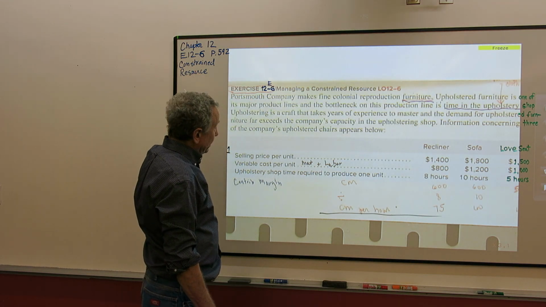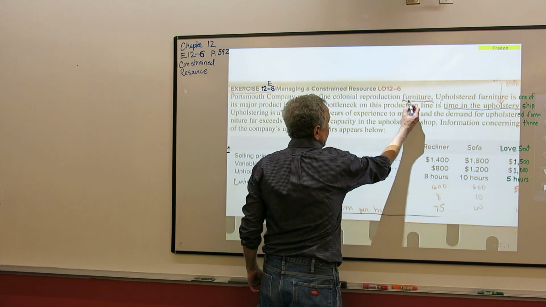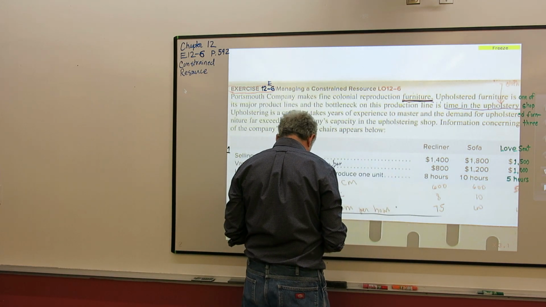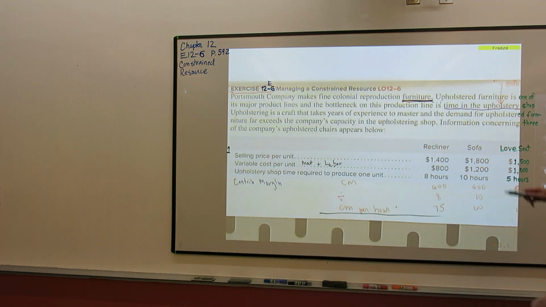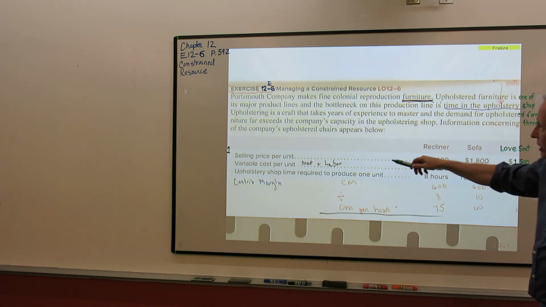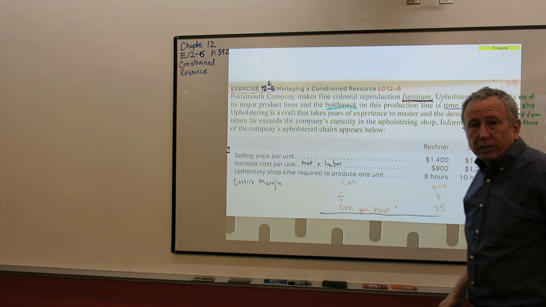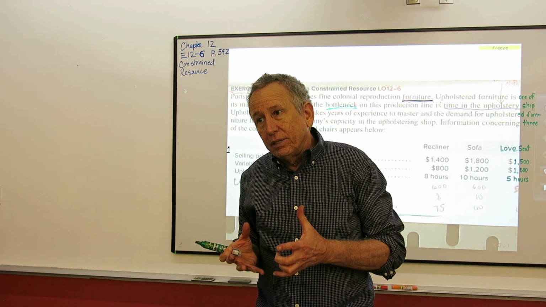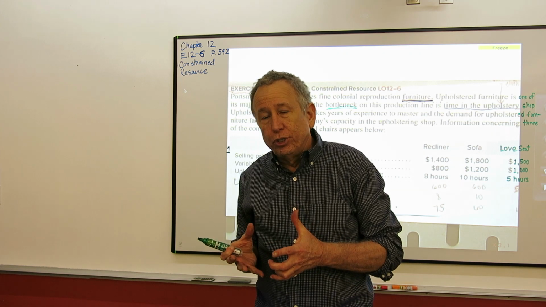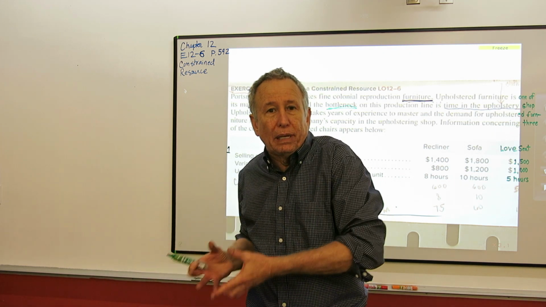Again, this is this Portsmouth company that makes furniture. And they're making upholstered furniture as one of its major product lines. It has a bottleneck. Bottleneck really is another word for a constraint. A bottleneck is something that reduces your throughput. Throughput is how much you can get done, how much you can get through a plant.